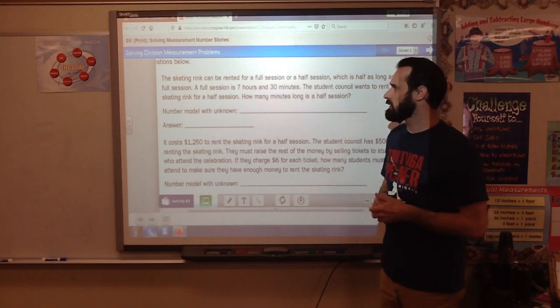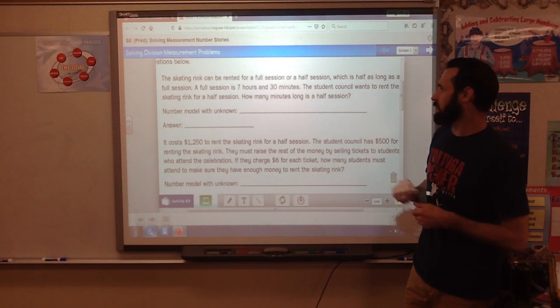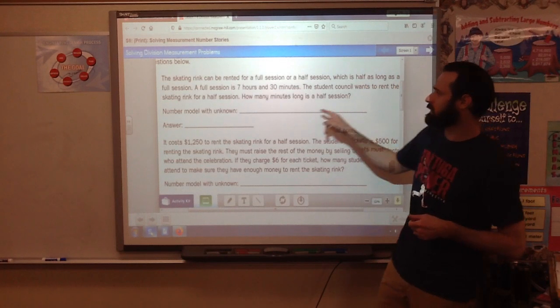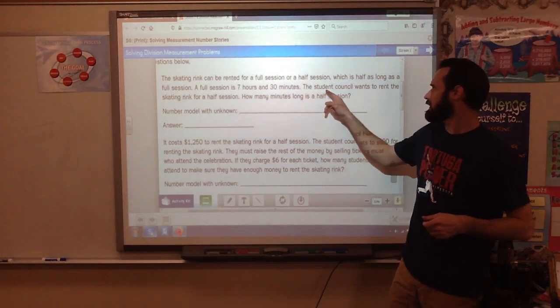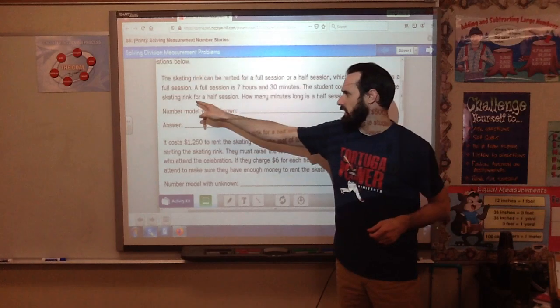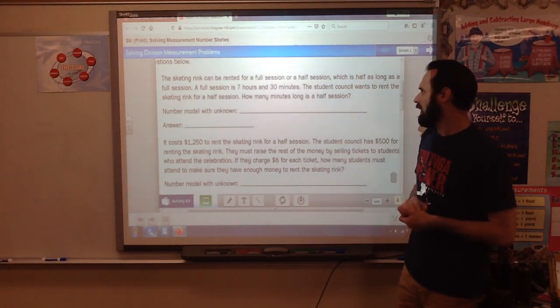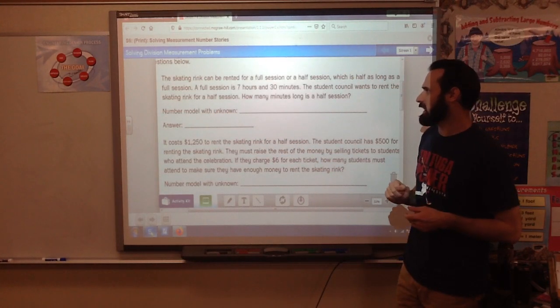The skating rink can be rented for a full session or a half session, which is half as long as a full session. A full session is 7 hours and 30 minutes. The student council wants to rent the skating rink for a half session. How many minutes long is a half session?